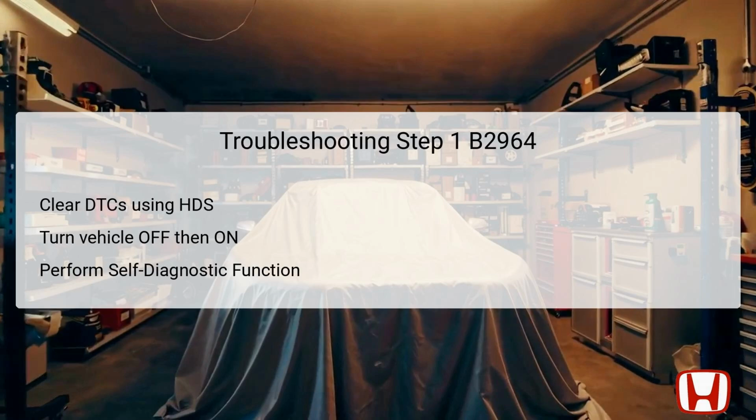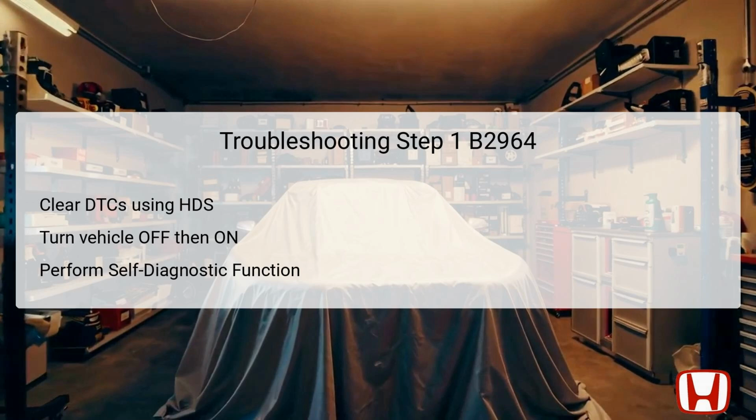The first step in troubleshooting the DTC B2964 involves problem verification to confirm the presence of the issue. Begin by using the Honda Diagnostic System, HDS, to clear any existing diagnostic trouble codes. This step not only resets the system, but also allows the technician to check if the error reoccurs under normal operating conditions. After clearing the codes, it's essential to turn the vehicle to the off or lock mode and then back to on to refresh the vehicle's systems.